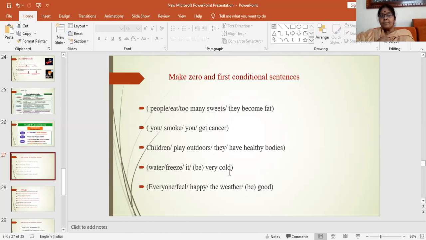Third one: children play outdoors, they have healthy bodies. Then: water freeze it, B form, very cold. What is B form? Either it should be is, am, are, was, were, depending on your sentence, right? Next one is: everyone feel happy, the weather, B form, good. Clear? Now do it and we'll check with our answers.